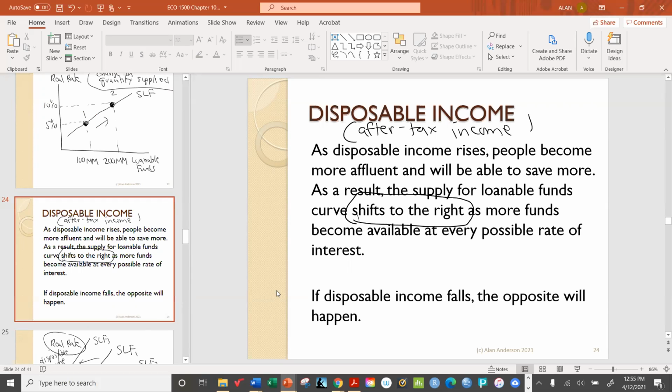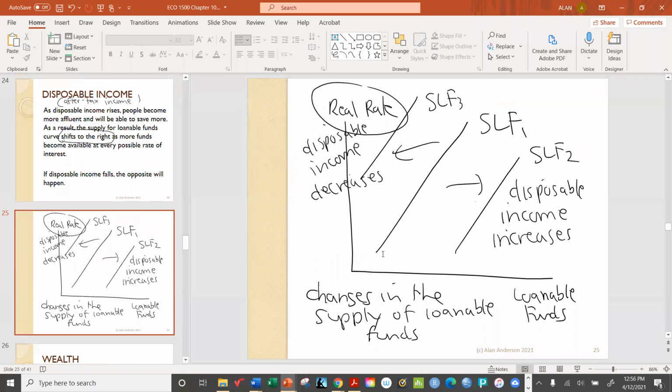All right. So in other words, a shift to the right, which means more funds are available at every rate of interest, that would be this case. If we're in a recession, though, disposable income falls, then the opposite would happen. We're not going to be able to save as much because we have to spend our money on necessities. All right, so savings would go down and the supply of loanable funds would go down with it. And these are collectively known as changes in the supply of loanable funds, not the quantity supplied, if you notice, but the supply.